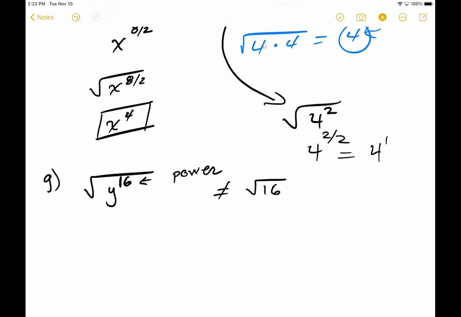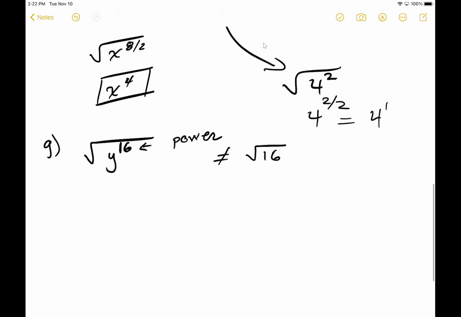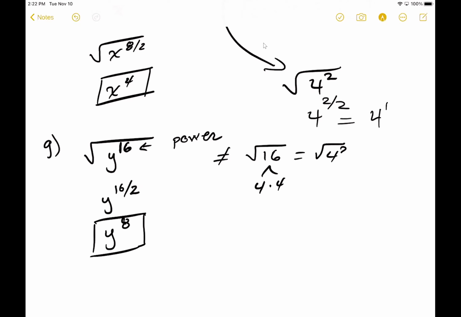One of them is a whole number, 16. The other one is the 16 in terms of the power. Please distinguish that difference, because if the 16 is the power, to simplify this thing you just need to take 16 divided by 2. And 16 divided by 2, everybody see it, is y to the 8 power on the outside. For this other thing, you need a perfect square, and the perfect square is 4 squared, and the answer is 4.